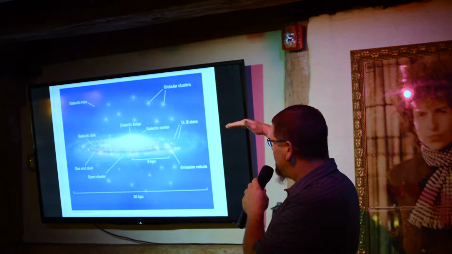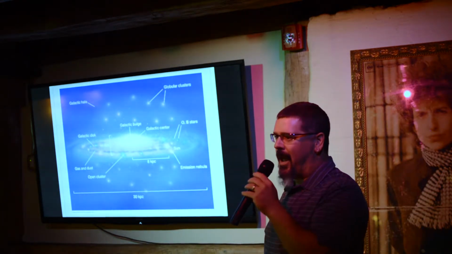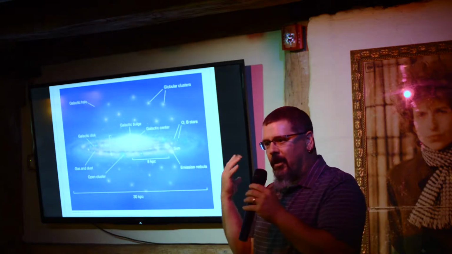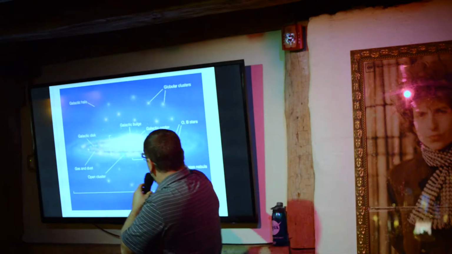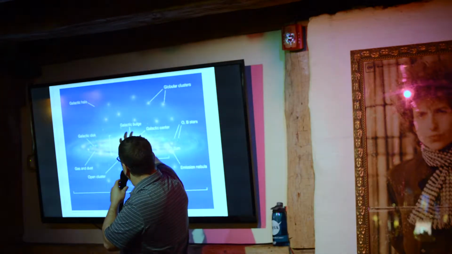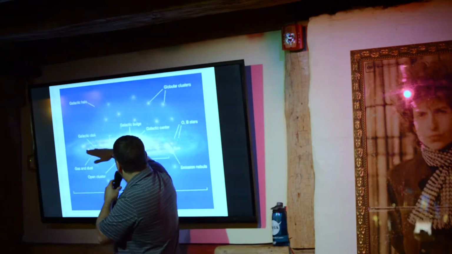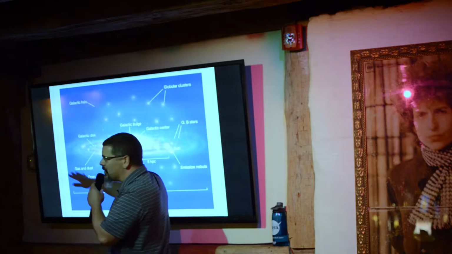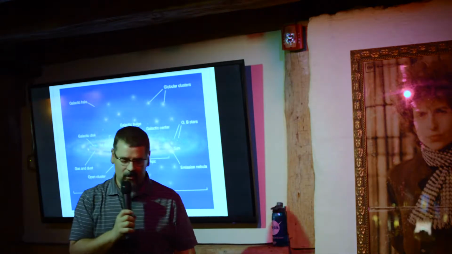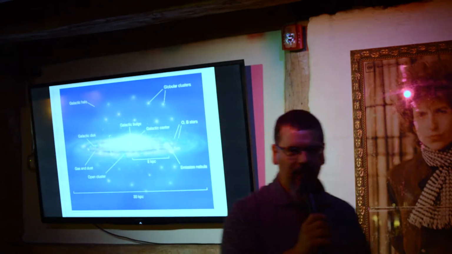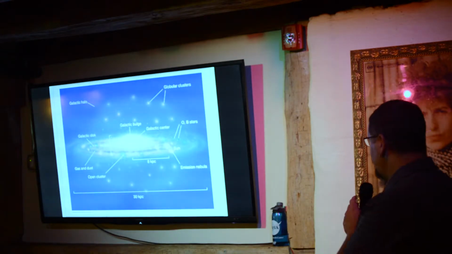So if you want a picture in your head, what is the Milky Way? This is, to me, the best picture to have in your head. There's a fatter region in the center that we call the galactic bulge. There's a flat part that we call the galactic disk, and then there's a spherical part that we call the galactic halo that all the rest of that stuff is contained inside of.